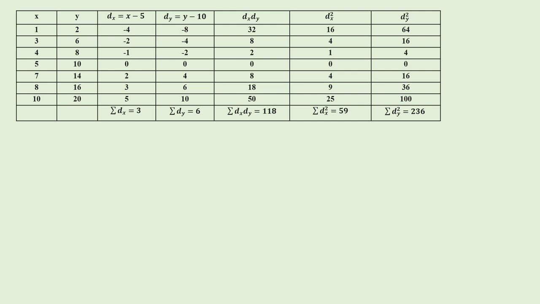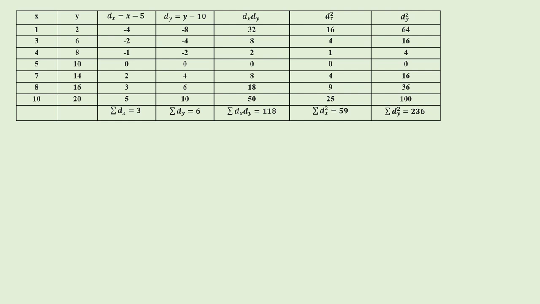Similarly, we choose 10 from y as the assumed mean, that is b. So we find y minus 10, subtracting 10 from each number in y: 2 minus 10, 6 minus 10, etc. Adding all those, you will get sigma dy equal to 6. Next, multiplying the third column and fourth column, that is dx into dy: minus 4 into minus 8, minus 2 into minus 4, etc. Adding all those, you will get summation dx dy equal to 118.